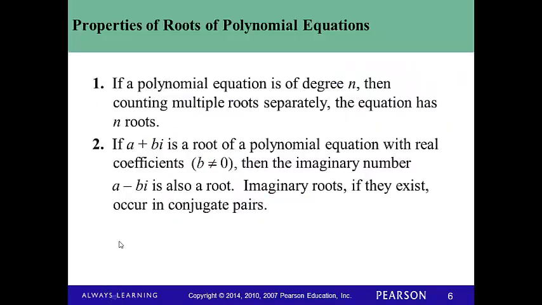Alright, now let's talk about the properties of roots of polynomial equations. If a polynomial equation is of degree n, then counting multiple roots separately, the equation has n roots. If a plus bi is a root of a polynomial equation with real coefficients, then the imaginary number a minus bi is also a root. So what they're saying is, if the imaginary number is a root, its conjugate has to also be a root. If you have a polynomial of degree n, then it will have n roots.